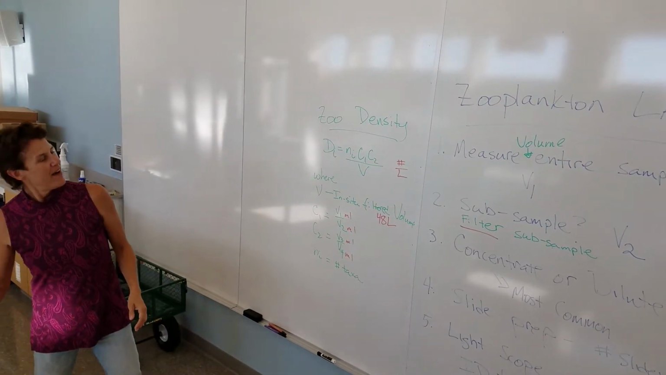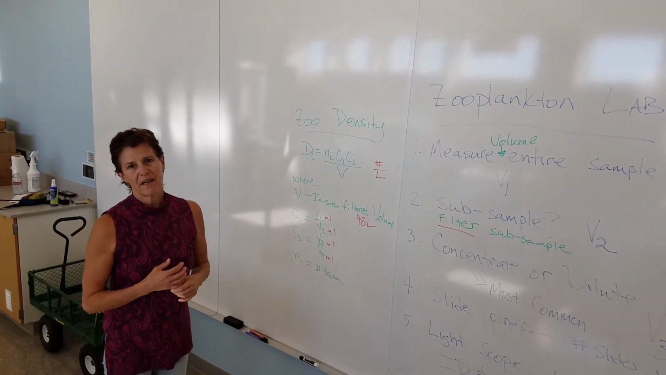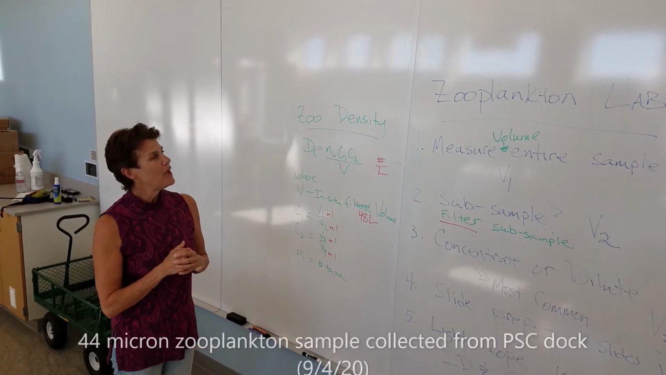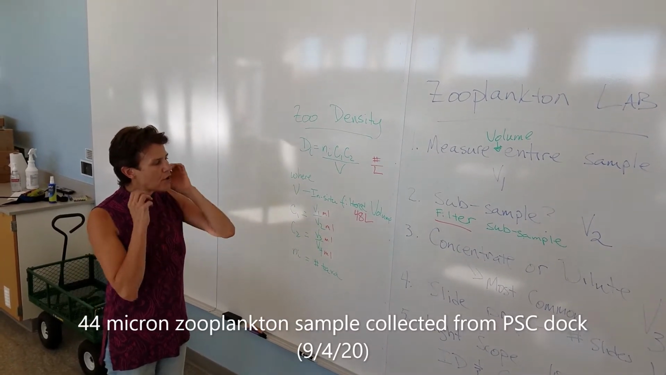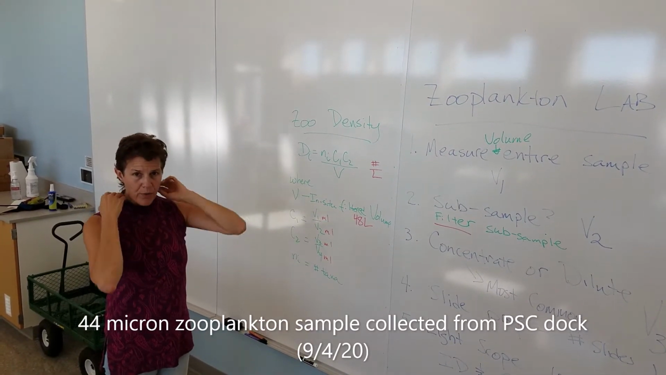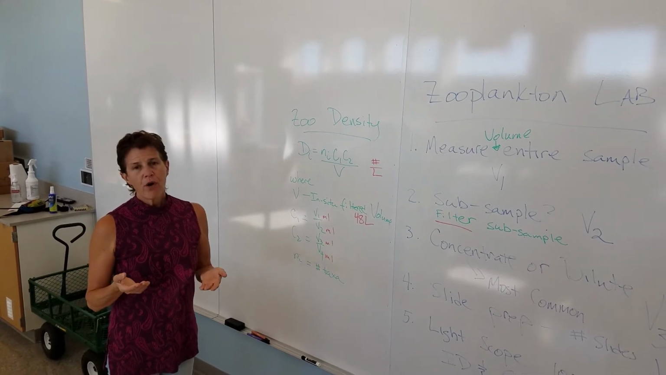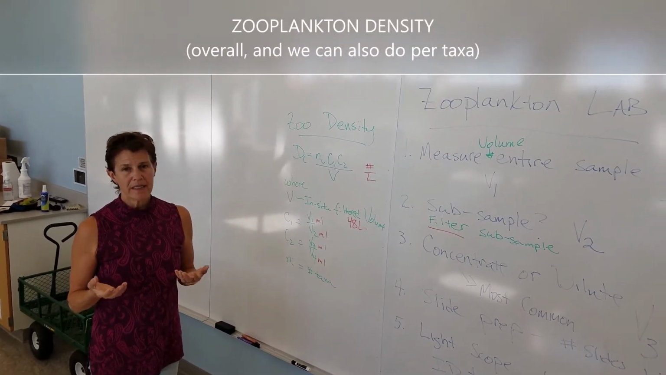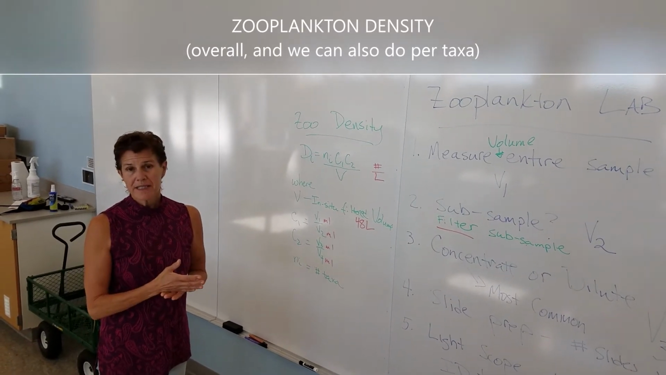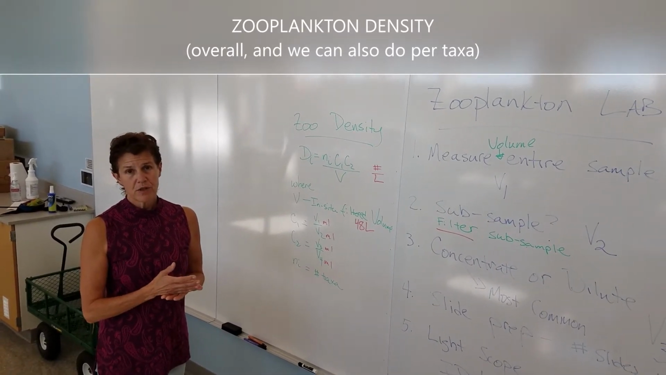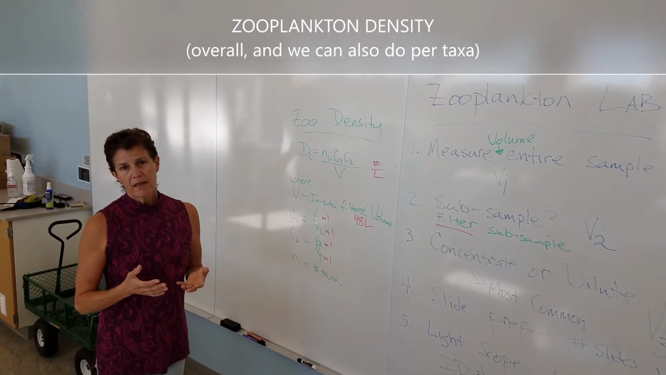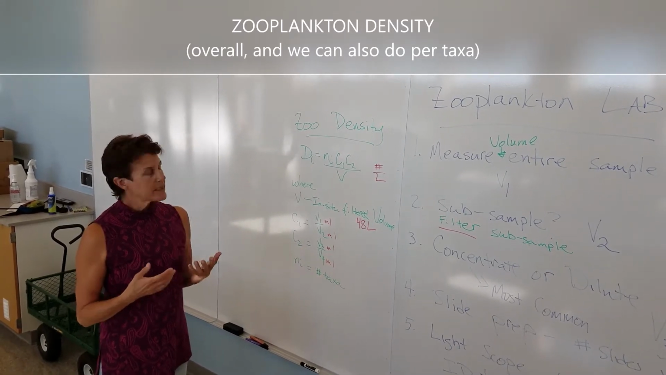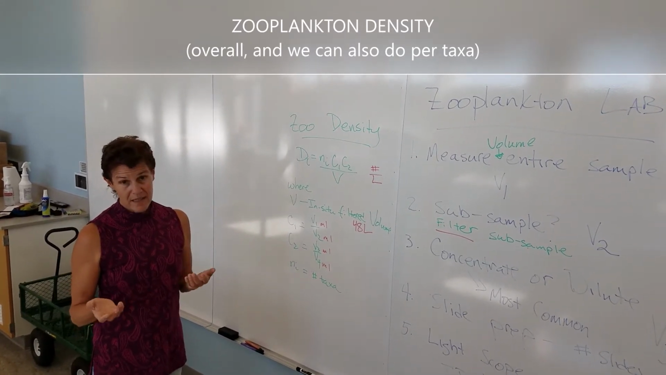Okay, hi all. Today we're going to be processing our one zooplankton sample, and so I wanted to go over the major steps in processing. So our end goal here is to determine the density of zooplankton in a sample. The total density is a must-do, but you can look at the density of just selected individual taxa.